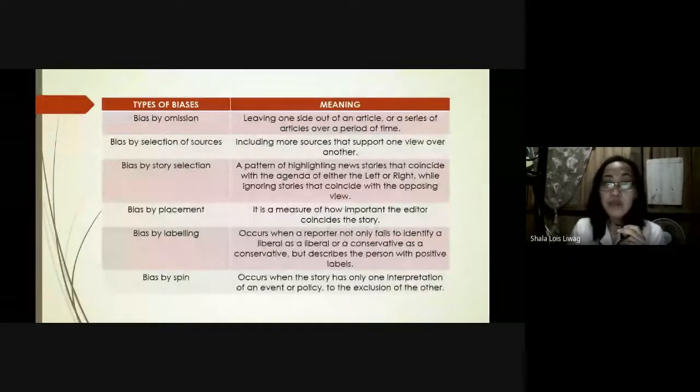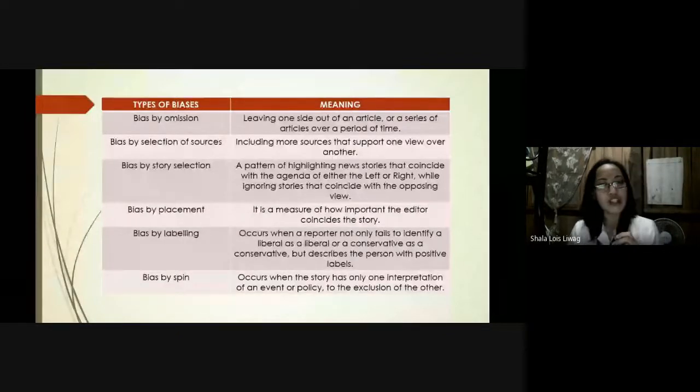There are different types of biases used in reports, stories, or forms of informative media. These are bias by omission, bias by selection of sources, bias by story selection, bias by placement, bias by labeling, and bias by spin. Can a student please read the types of biases and their meaning? Thank you, Ms. Aliendra. First, we have bias by omission, leaving one side out of an article or a series of articles over a period of time.